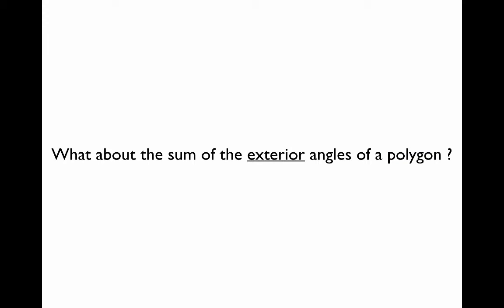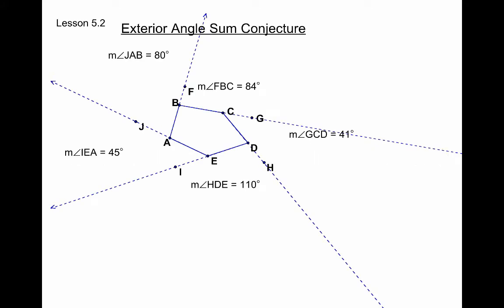Okay. So, what about the sum of the exterior angles of a polygon? Let's investigate that. Here is a picture of a polygon, and it has 5 exterior angles. The exterior angles are those angles that are on the outside of the polygon, like so.